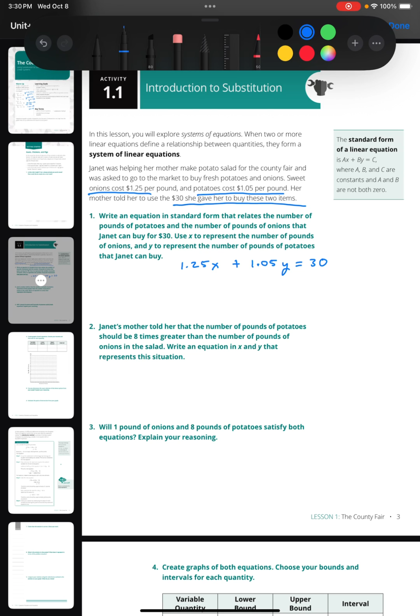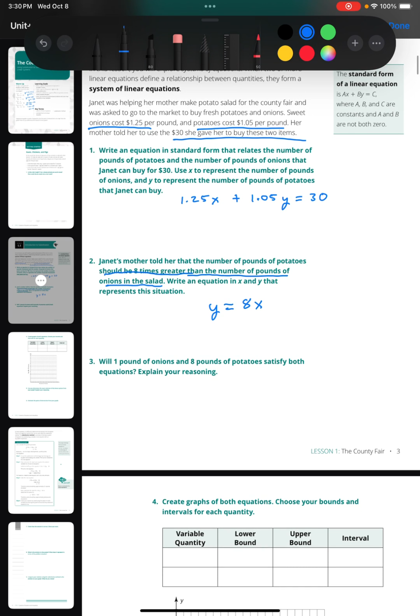It says Janet's mother told her that the number of pounds of potatoes should be 8 times greater than the number of pounds of onions. So the number of pounds of potatoes, y, needs to equal 8 times the number of pounds of onions. So y equals 8x. So question 3 wants to know, will 1 pound of onions and 8 pounds of potatoes satisfy both equations? Well, if we first just try to plug in 1 for x and 8 for y, for our two variables, I'll try first the standard form equation.